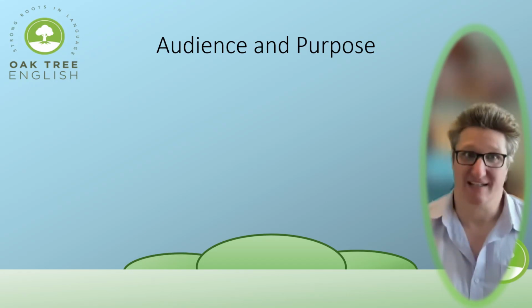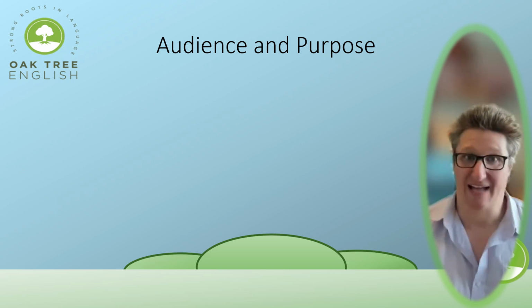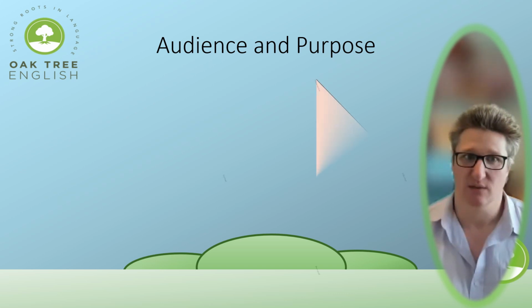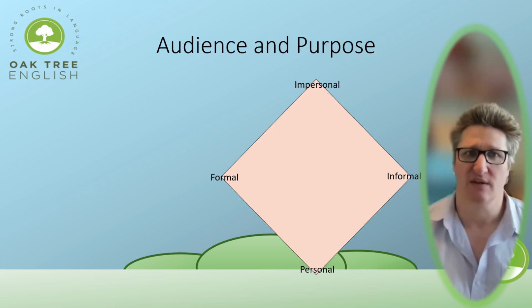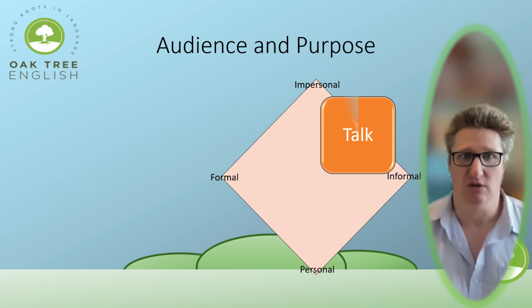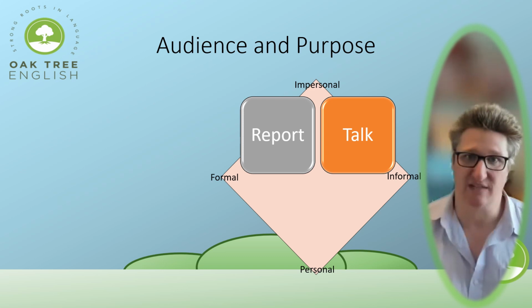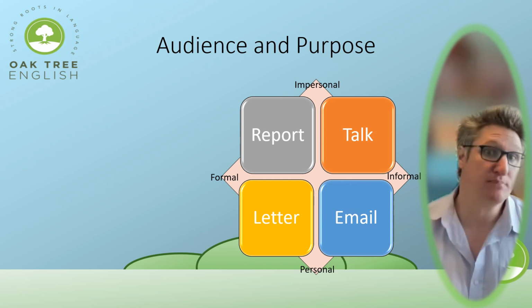When you see the question on an exam asking you to write a talk, you should start thinking about your audience and purpose. As ever, audience can be analysed on a kind of matrix along with style of writing. One axis runs from formal to informal, determining how much slang or contractions one might use. The other axis runs from personal to impersonal, depending on how many people you're talking to. If it is a general audience, such as a talk or a report, it is impersonal. If it's written to one individual recipient, such as a letter or an email, then it is personal.